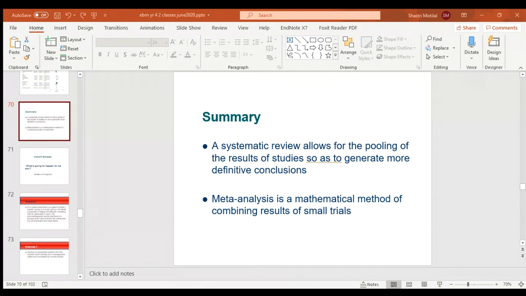Everything we do in medicine, most of it is actually based on systematic reviews. You want to know what is the best way to treat hypertension? A systematic review actually tells us what's the best treatment to give. So any questions about systematic reviews before we move on?